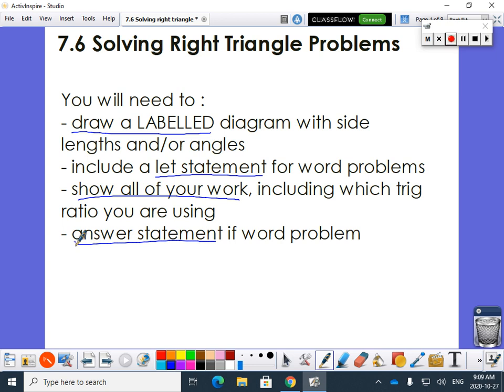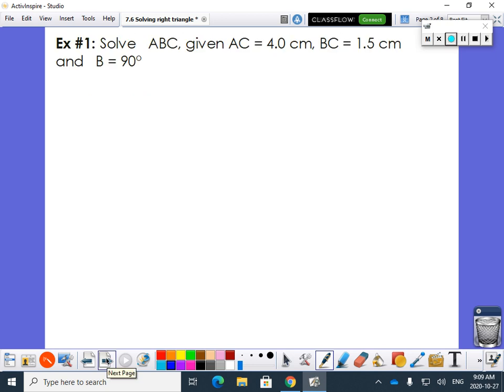This first question that we do isn't necessarily a word problem. All the rest are. This first question involves being able to figure out multiple unknowns of a triangle. So sometimes you're going to have questions where you have one side that you don't know, maybe 2 angles that you don't know. So this would be a question where there's multiple unknowns to figure out. Okay? So it says here, solve triangle ABC.